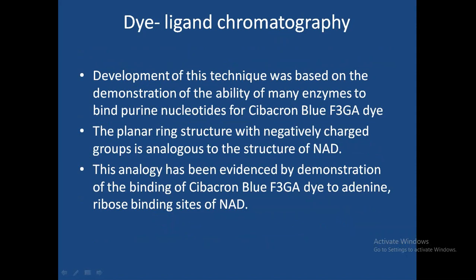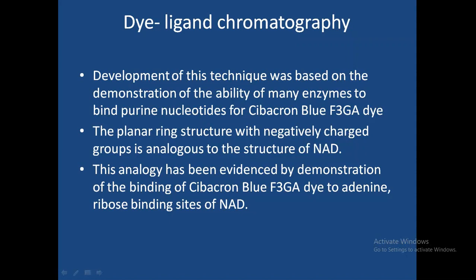Then the next type of chromatography is dye-ligand chromatography. Development of this technique was based on the demonstration of the ability of many enzymes to bind purine nucleotides for Cibacron blue F3GA dye. The planar ring structure with a negatively charged group is analogous to the structure of NAD. This analogy has been evidenced by demonstration of the binding of Cibacron blue F3GA dye to adenine ribose binding sites of NAD.